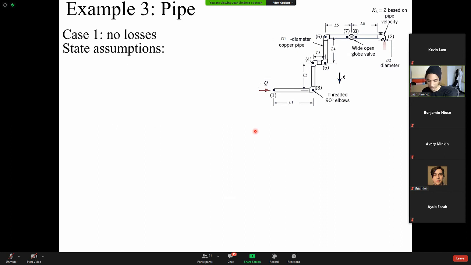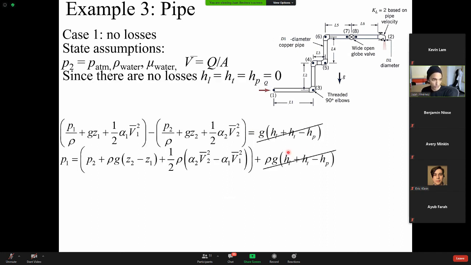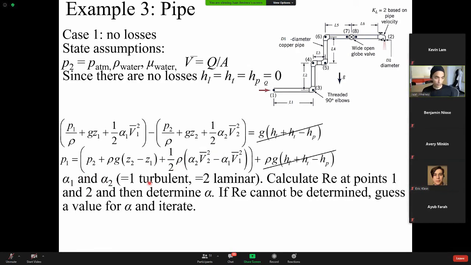So then we can go into the energy equation. We can cross these terms out and then move all these terms from this side to the other side. And we have alpha 1 and alpha 2. If it's turbulent, you enter 1. Laminar, you enter 2, depending on the Reynolds number. Again, if you don't know the Reynolds number, just guess 1. If you have to do something like this in the exam, just say, hey, I'm going to guess that my Reynolds number is laminar, and put alpha equal to this value. As I just said, if you don't know the Reynolds number, guess a value for alpha, and then we iterate.